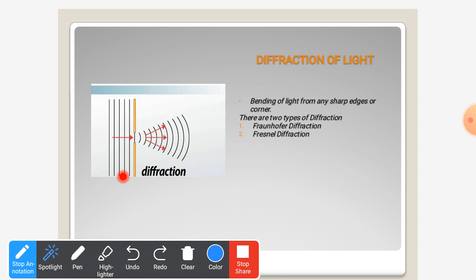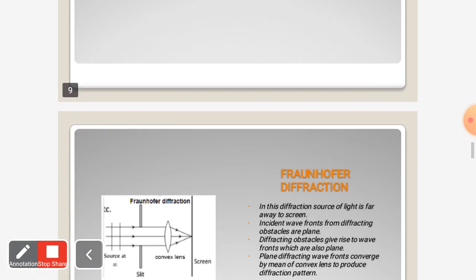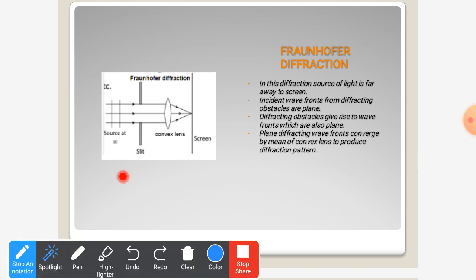There are two types of diffraction: Fraunhofer diffraction and Fresnel diffraction. What happens in Fraunhofer diffraction? In this diffraction, the source of light is far away from the screen. You can see here that the source of light is really far away from the screen. You can see the sign of infinity here, meaning at infinite distance.